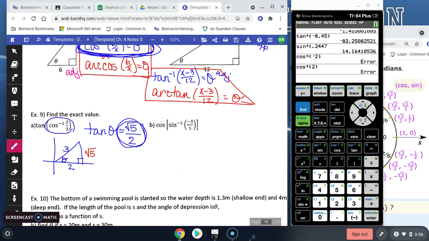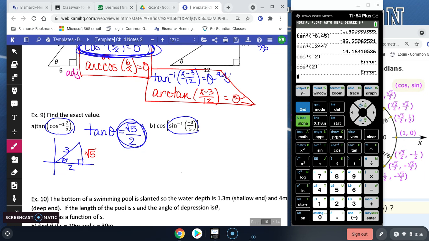All right, B, same thing. We're going to start inside. So inverse sine of negative 3/5. Arc sine or inverse sine is defined for quadrants 1 and 4. Since sine is negative, that means you are in quadrant 4. Sine is opposite over hypotenuse. So opposite, this is the side that's negative 3. Hypotenuse is 5. Now what we really want is the cosine of that angle measure.